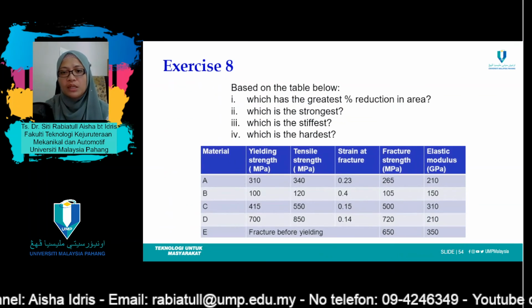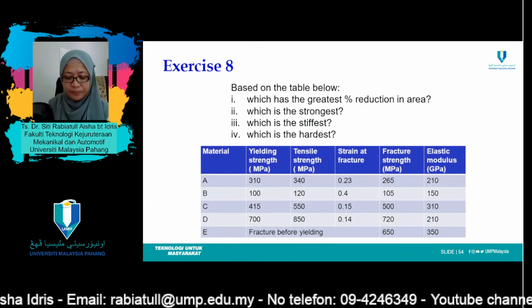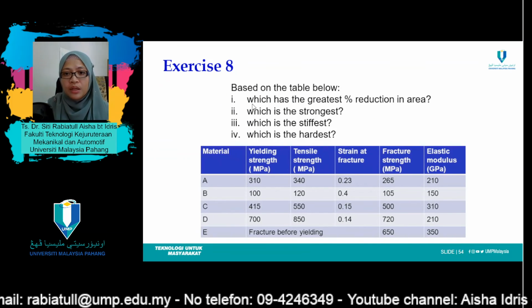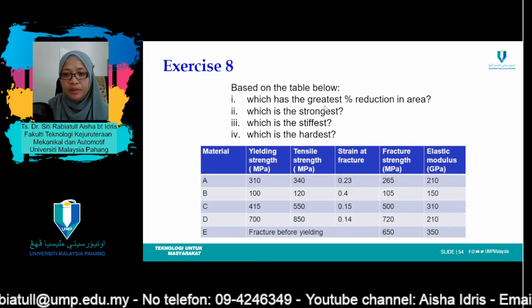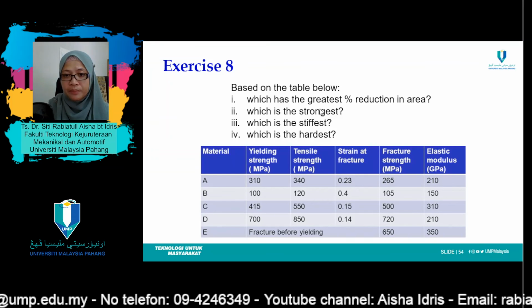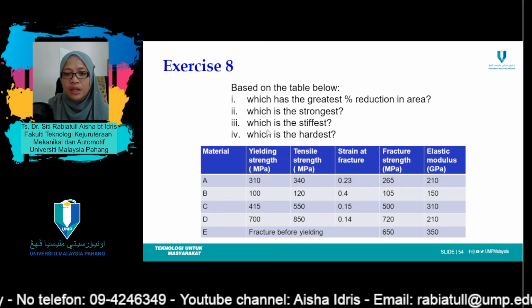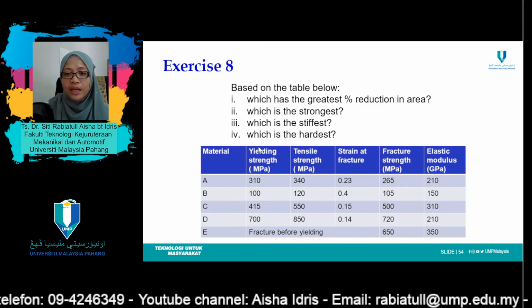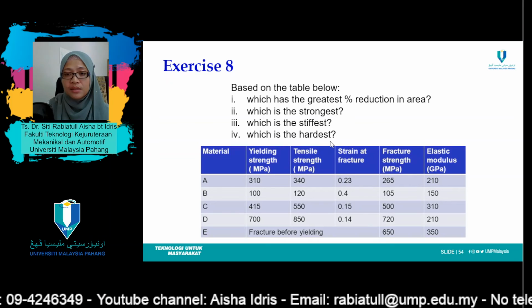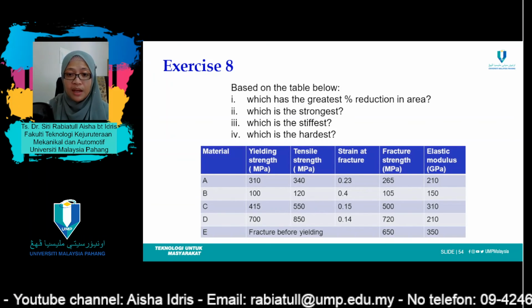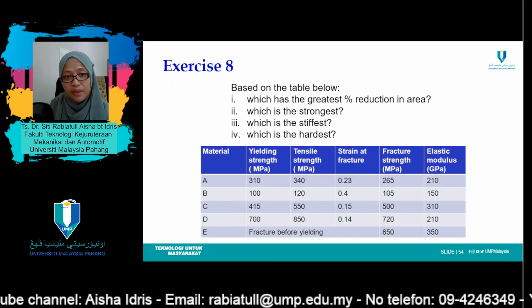Okay, now let's move on to exercise number 8. Based on the table below, number 1, which has the greatest reduction in area? Number 2, which is the strongest? Number 3, which is the stiffest? And number 4, which is the hardest? I'll give you a few minutes to think. Afterwards, we are going to answer it together. Okay?